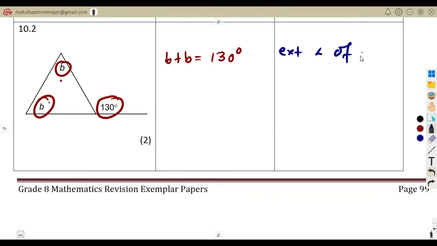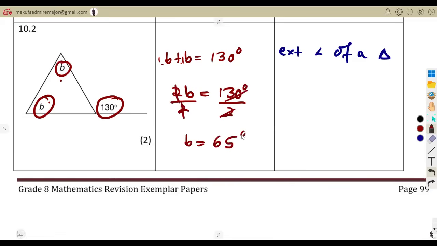Of a triangle. I'm just going to write in short. Exterior angle of a triangle is equal to the sum of these two opposite interior. So B and B, it means these two are the same. So we just have to add 1 and 1. 1 plus 1, that is 2B, is equal to 130 degrees. Dividing by 2, that's obtaining the value of B. 130 divided by 2 is going to give you 65 degrees.